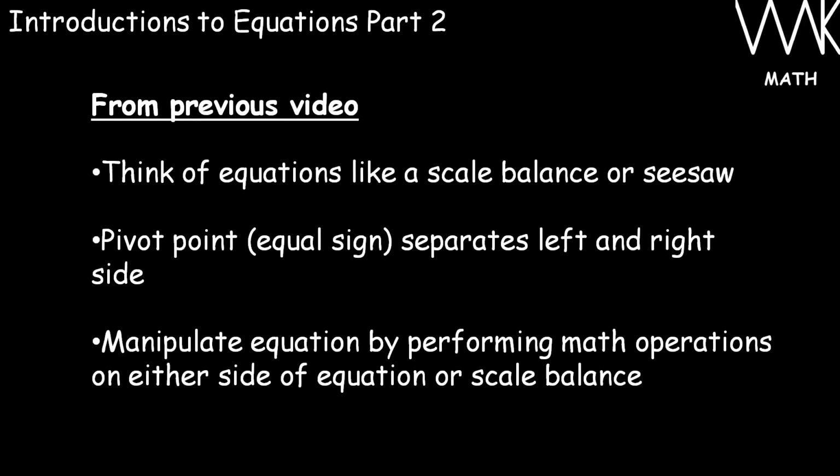Third point is that we can manipulate equations by performing math operations on either side of the equation, or we can think of it as adding or subtracting weight in the scale balance. We saw that we can simply manipulate one side of the equation, but it becomes unbalanced. We can restore this balance by either undoing the changes or performing the same manipulation on the other side. Let's take a look at that idea a little bit closer.